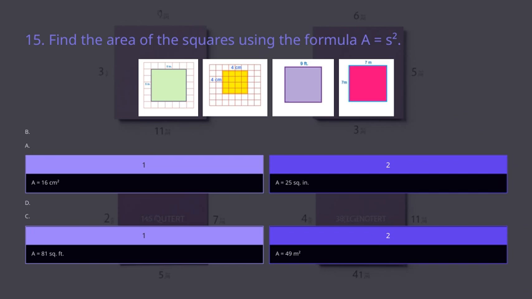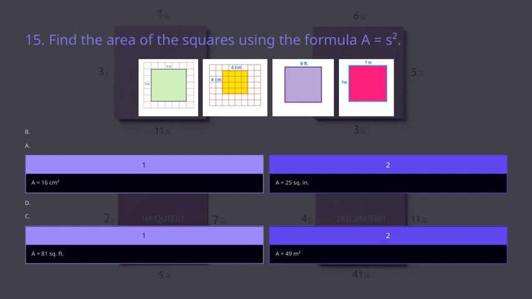Notice that the slide gives us different examples with various units. We have 16 square centimeters, 81 square feet, 25 square inches, and 49 square meters. The key point here is that no matter what units we're working with, the process remains the same. Just square the side length to find the area.